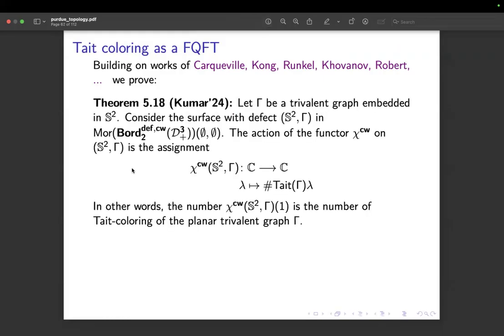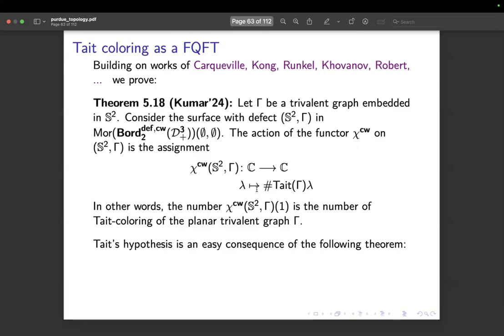we proved the main theorem, which says that there is a category of defect bordism, so that if you consider a planar graph, then the pair S2 and gamma lives in its morphism set, and the functor has the property that if you evaluate on it, it's a map from C to C, so it is supposed to assign a scalar, and that scalar is precisely the number of Tait colorings of gamma. Okay, so that was the first achievement.